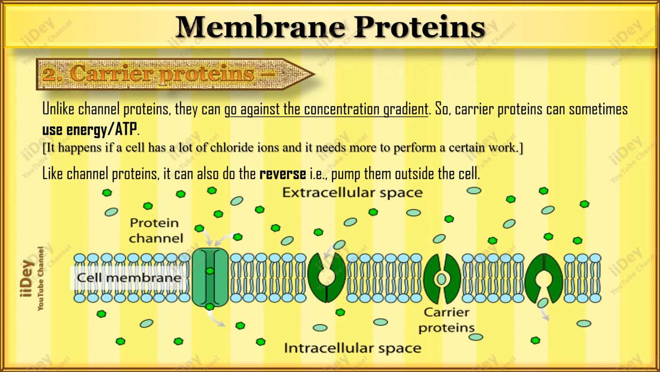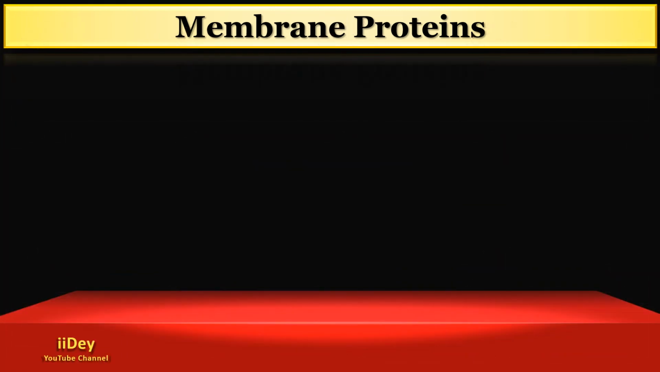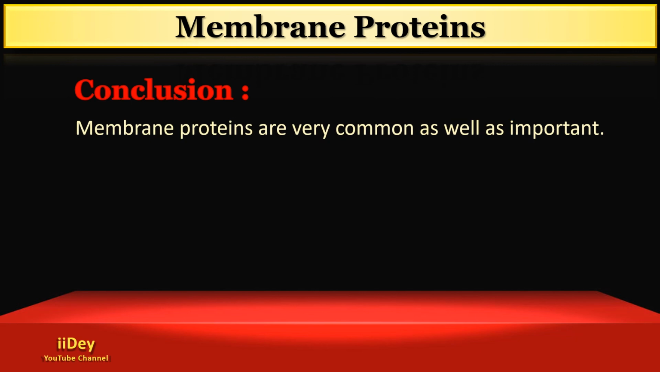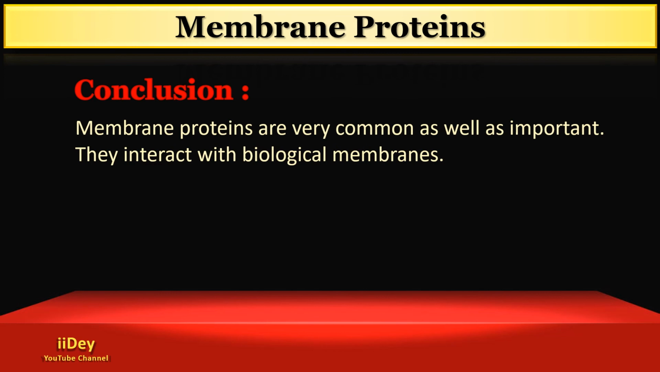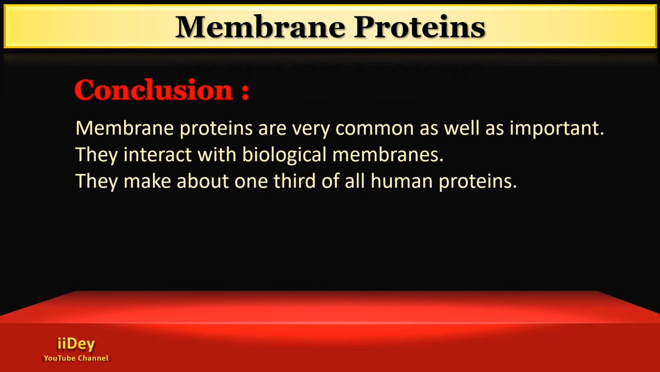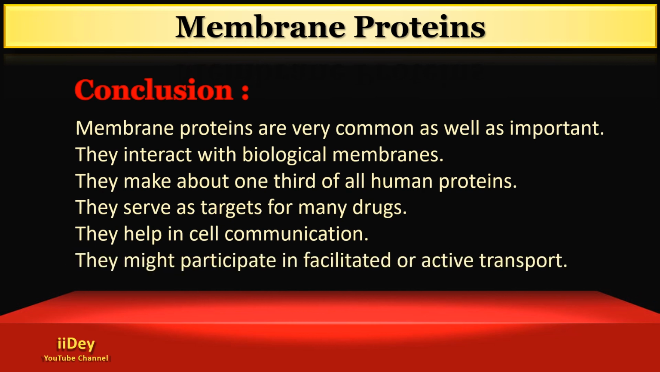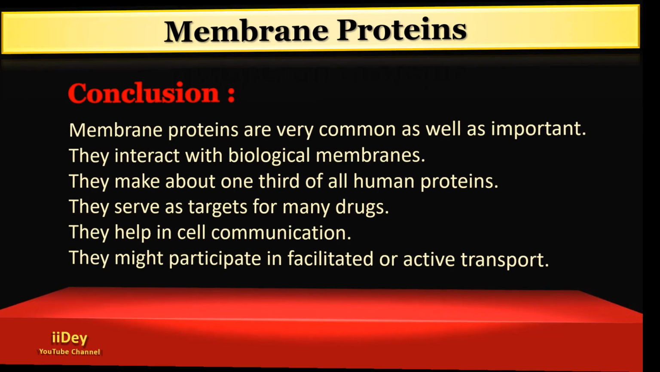So we have explored all about the membrane proteins. Now I just wanna gist it out and conclude it, and you also have to revise this. You know, membrane proteins are very common as well as important proteins. They interact with the biological membranes. They make about 1/3 of all human proteins. They serve as the targets for many drugs. They help in cell communication. And they also might participate in facilitated or active transport mechanisms.